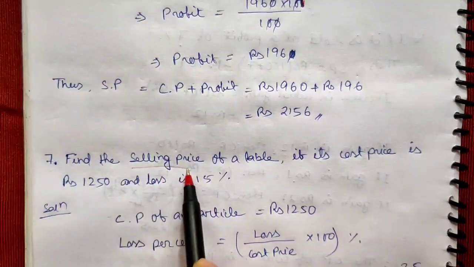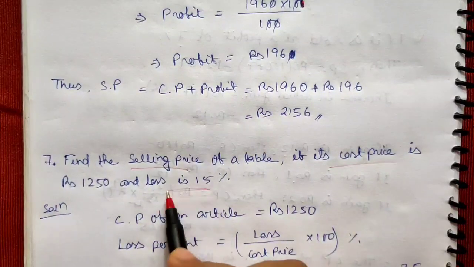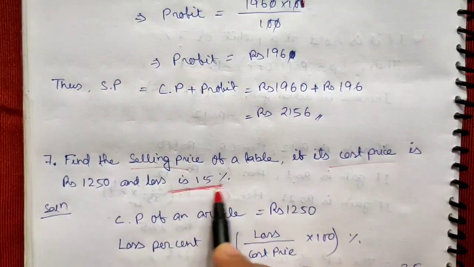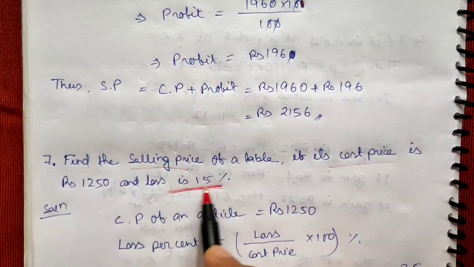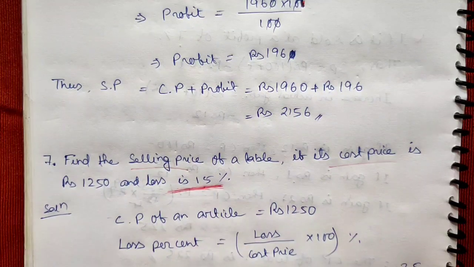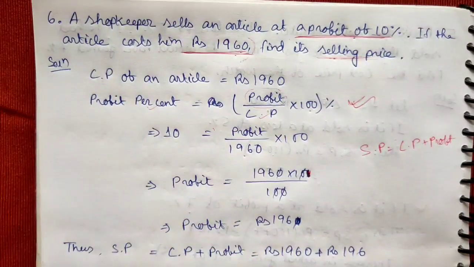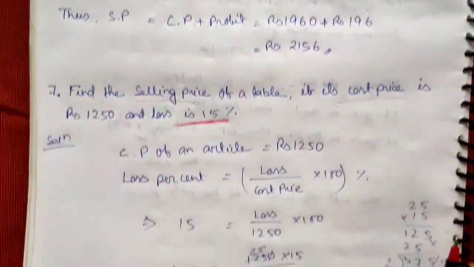We have to find the selling price, same as earlier. The cost price is also given, and the loss is given. In the earlier case it was profit, and in this case it is loss. I hope you have already understood. We'll use the loss percent law, isn't it? In the earlier cases we used profit percent. Now in this case we'll use loss percent.